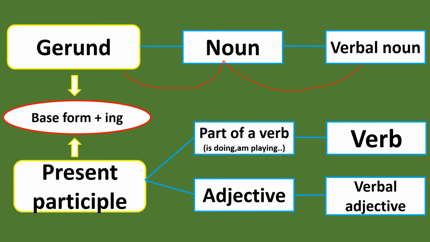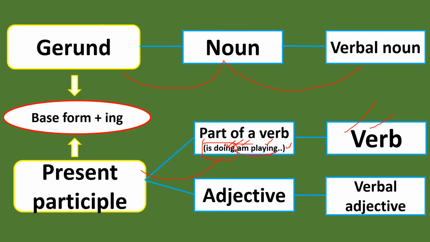Present participle, sometimes it acts as part of a verb. You see the example: she is doing. In this verb form, is plus doing is there. Is is called auxiliary verb, doing is called main verb. This main verb is a part of the total verb. That main verb is called present participle. Here the present participle acts as verb. Okay, am playing. Here also playing is a present participle. Before that there is an auxiliary verb, that is am. So here also the present participle playing is a part of the total verb. When it is a part of the total verb, it is a verb.